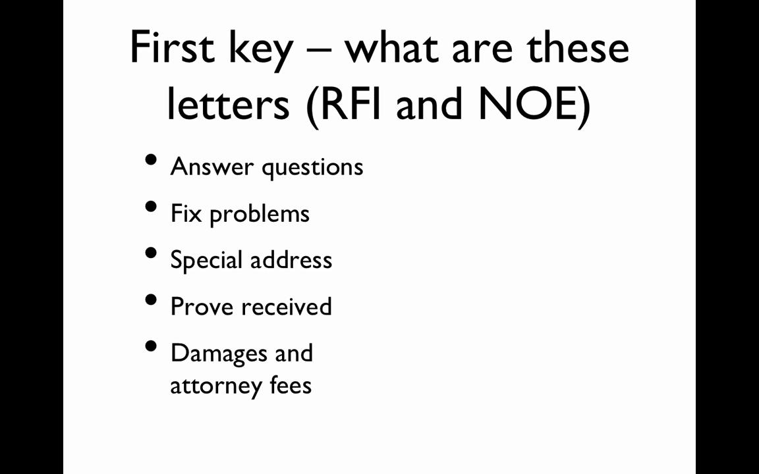If you send it to the wrong address, whether this is fair or unfair, the letter's no good. You have to send it to the correct address. And you want to prove that the mortgage company received it. So how do you do that? Well, you want to definitely keep a signed copy, a physical copy. You can scan it in also, but a physical copy of everything you send to the mortgage company. And you have to make sure that you can prove that they received it.